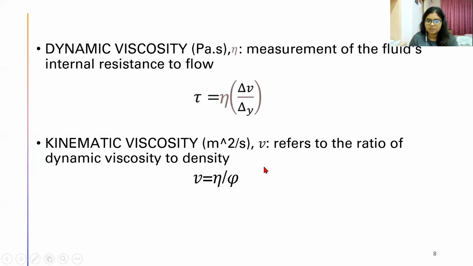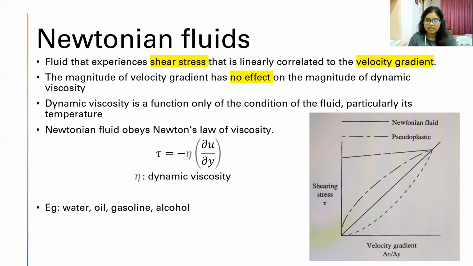Kinematic viscosity is denoted by the letter nu and gives us the unit meter square per second. So it is the ratio of dynamic viscosity to the density. Now I will explain about Newtonian fluids, which is our first topic.